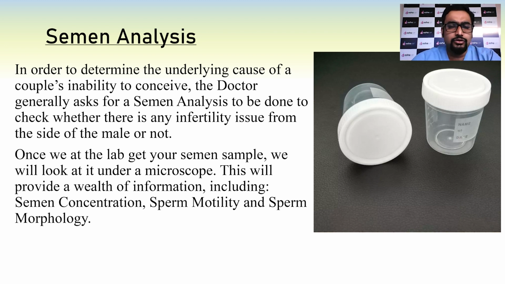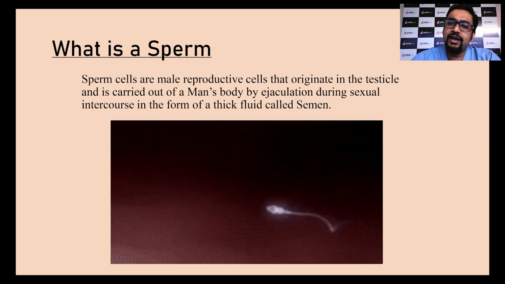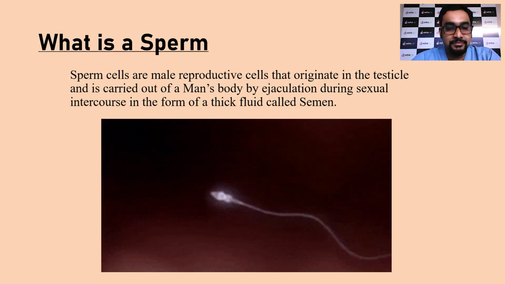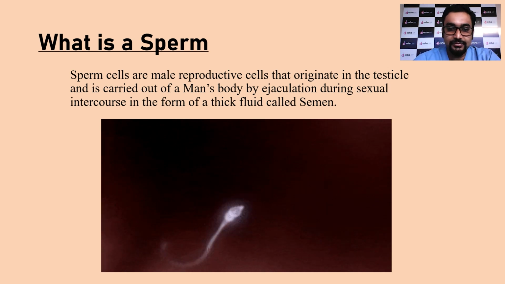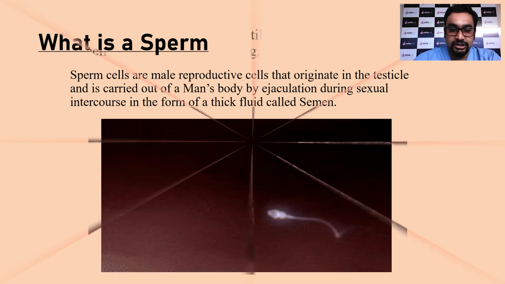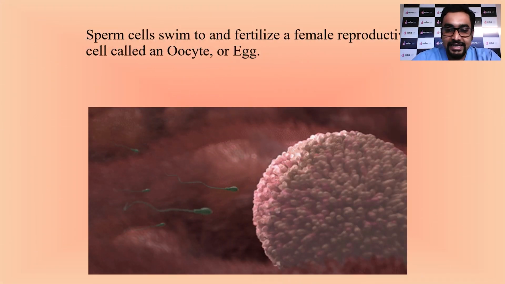So, to know about semen analysis, we have to understand what semen is. Semen is a thick fluid that is released from a man's sexual organ when they ejaculate during sexual activity, and it carries the sperm out of a man's body so it can fertilize the egg and create an embryo. So this is how a sperm looks. And the main function of the sperm is to fertilize the egg.